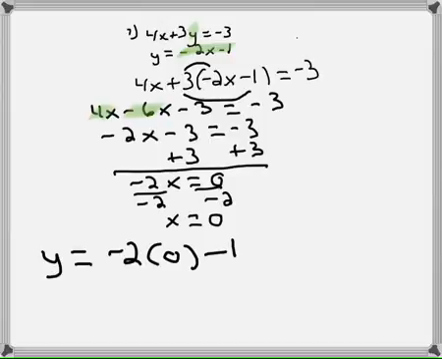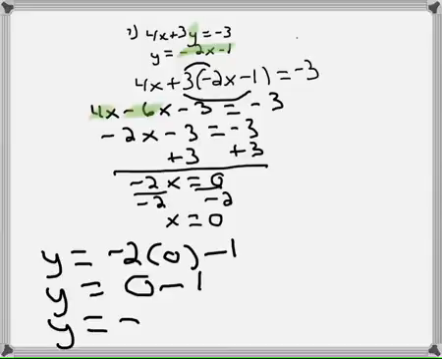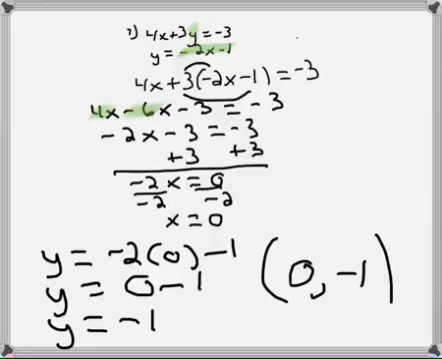Don't wait for me. Do it ahead. What's negative 2 times 0? 0. So now I have 0 minus 1. What's 0 minus 1? Negative 1. So my answer is 0, negative 1. Copy down number 8.